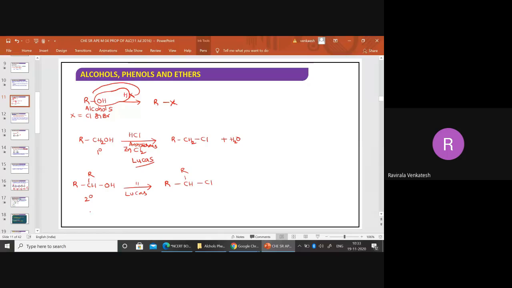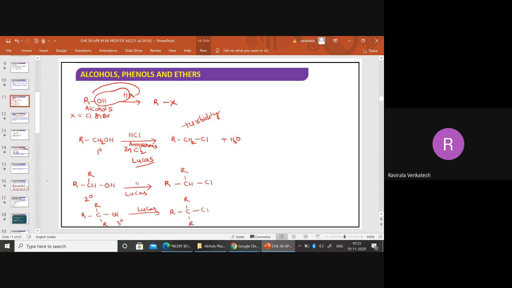And finally, if I take tertiary alcohol, ROH, again reacting with Lucas reagent, we get something like this, RCl. Now this is tertiary. So in this case, these products will give some turbidity. Some type of turbidity it will form.